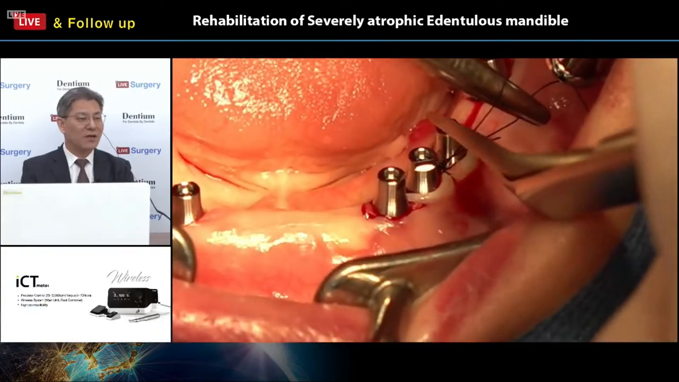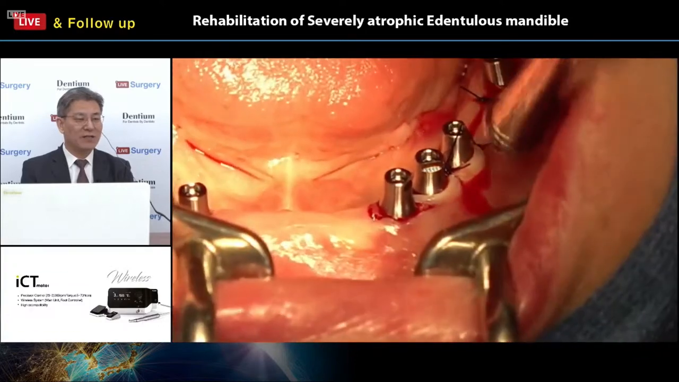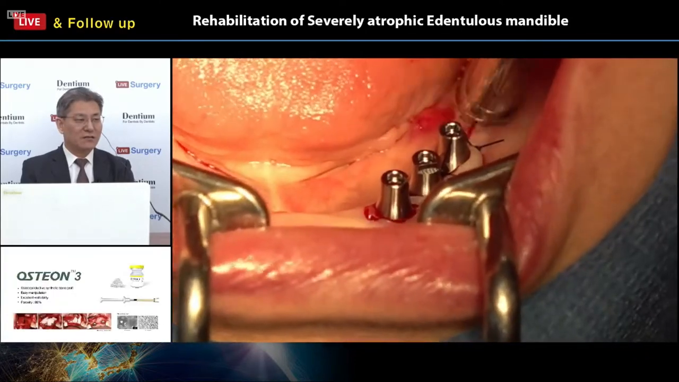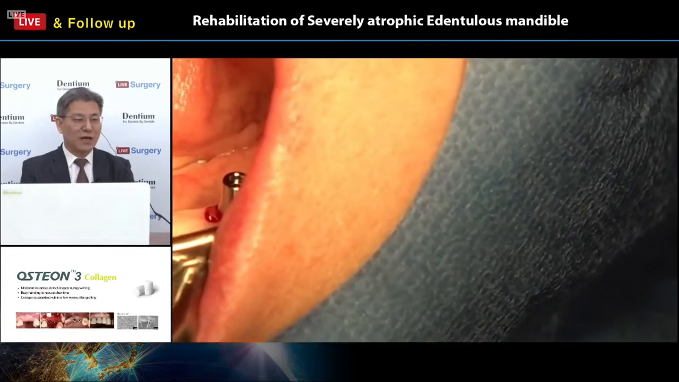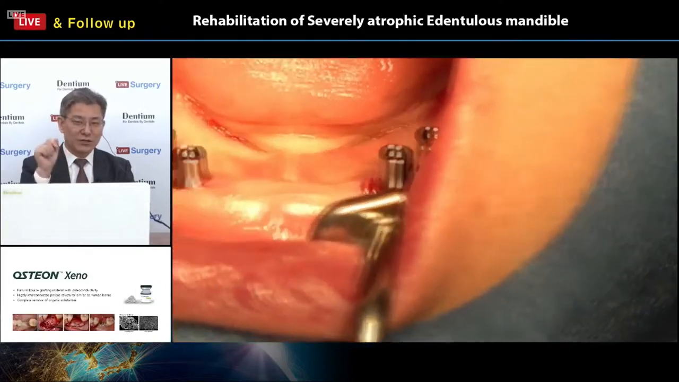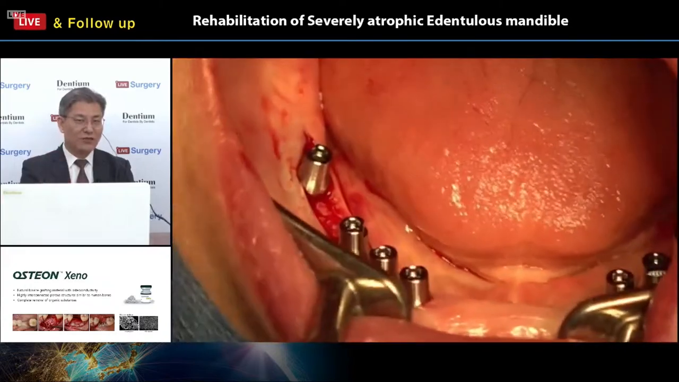Now this implant stability measuring device is very useful and simple. Any angle we can touch and we can check.